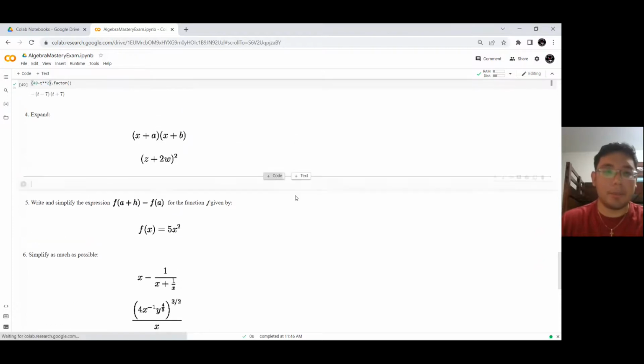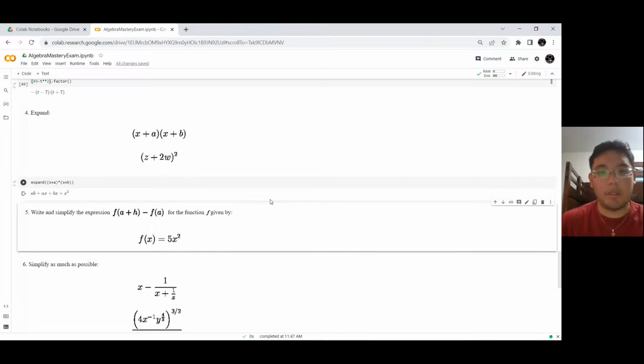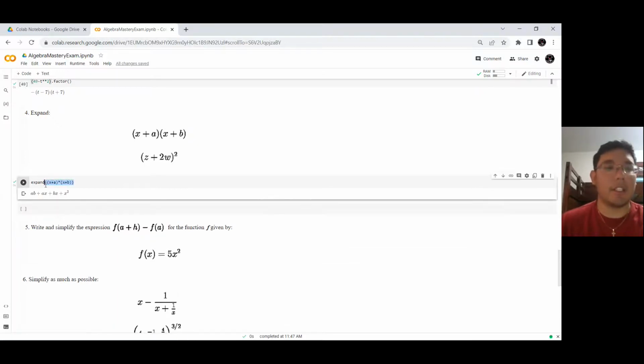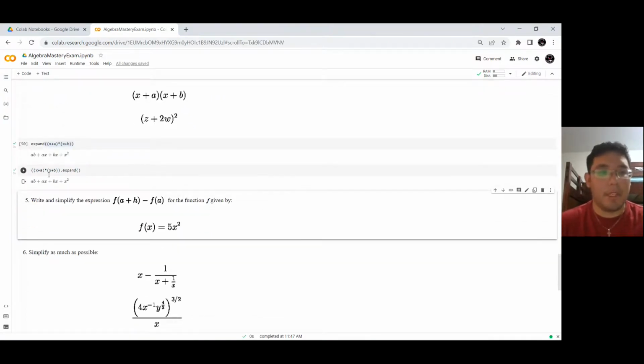So to expand, we use the expand command. So inside the parentheses, we're going to have two things. We're going to have x plus a times x plus b. So we expand it. We should get the exact same thing as if we did the object-oriented syntax. Yep.